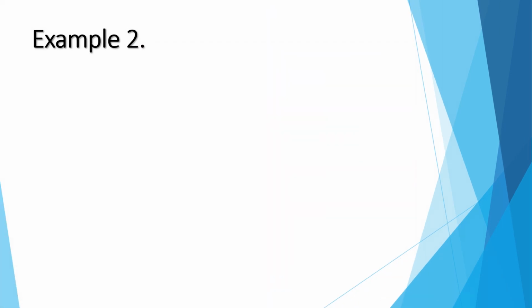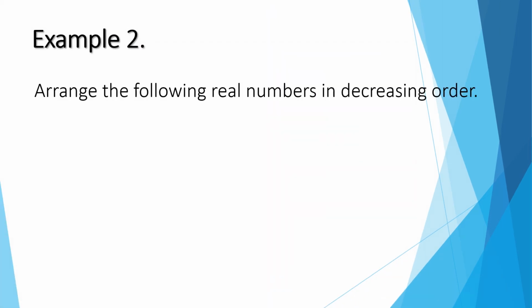Okay, let's have example number 2. Arrange the following real numbers in decreasing order. So, kung kanina ay pataas, ngayon i-arrange natin yung real numbers pababa or from highest to lowest. So, 9 over 7, negative 4 thirds or negative 4 over 3, negative 1.65, square root of 2, 0, and 4.25.